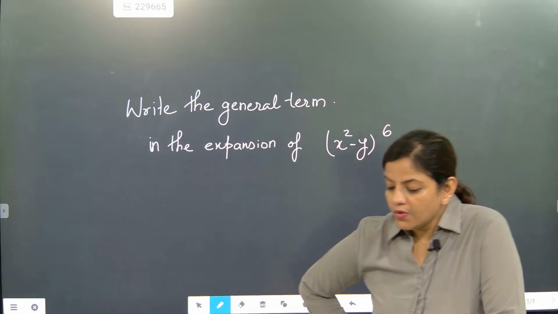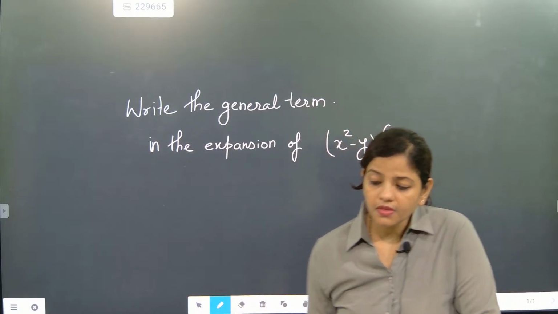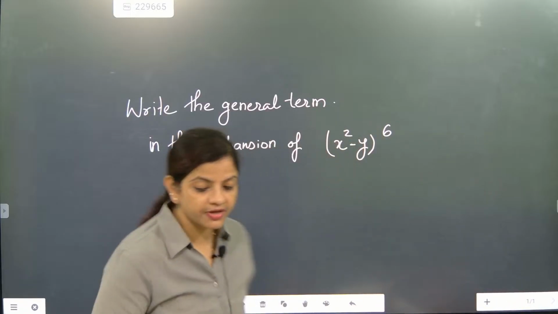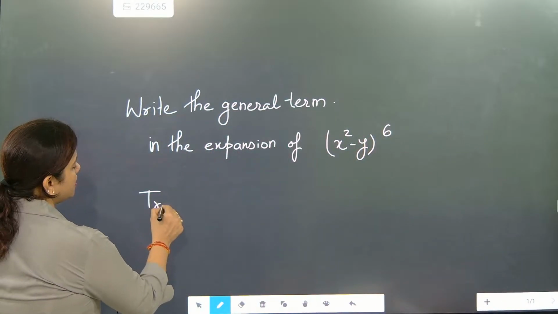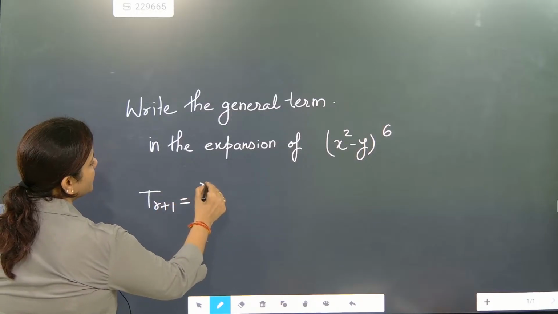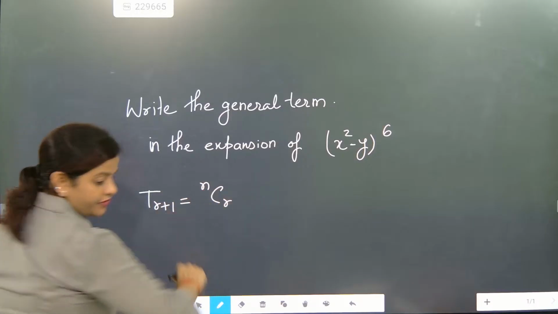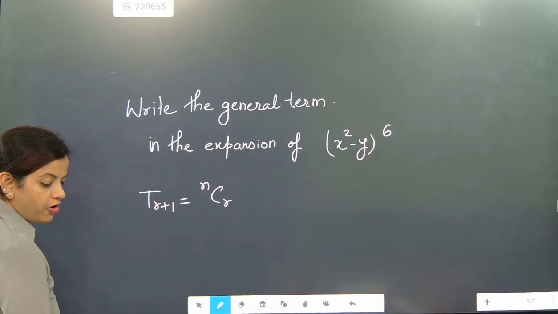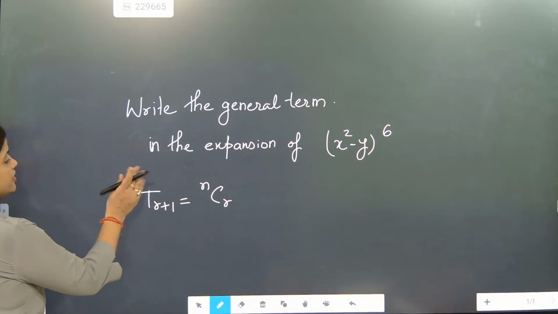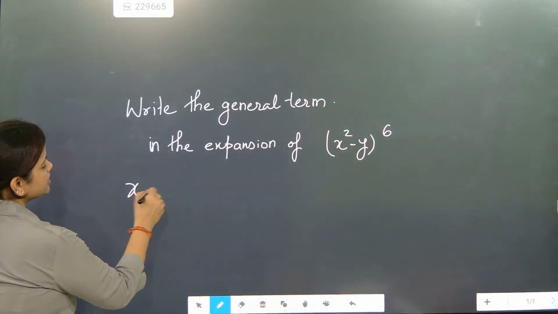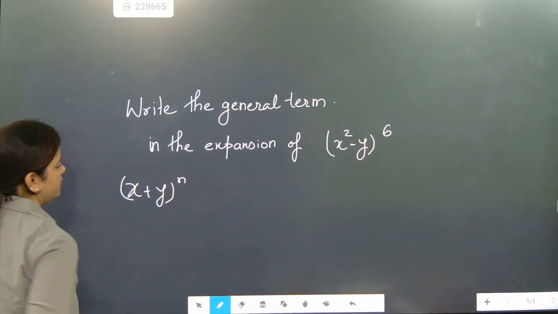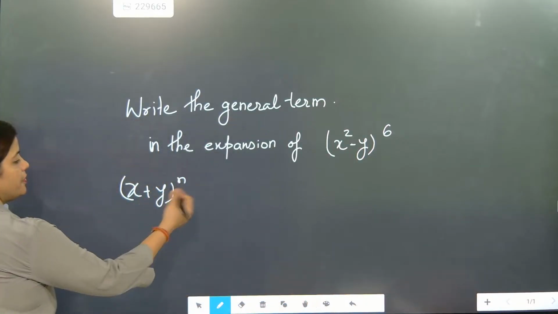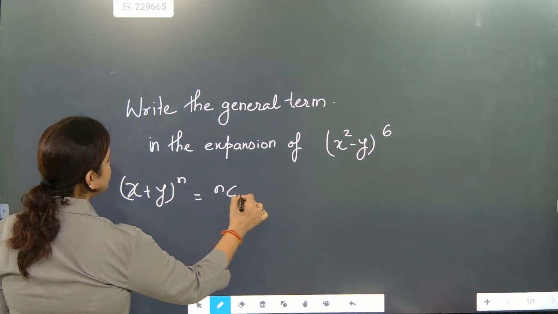Come on, say how to write the general term, everyone. So the general term is always written as what? We know that we can write the general term as T(r+1). It will become nCr if it is written in the format of x plus y to the power n. At that particular moment, the general term will be written with nCr.